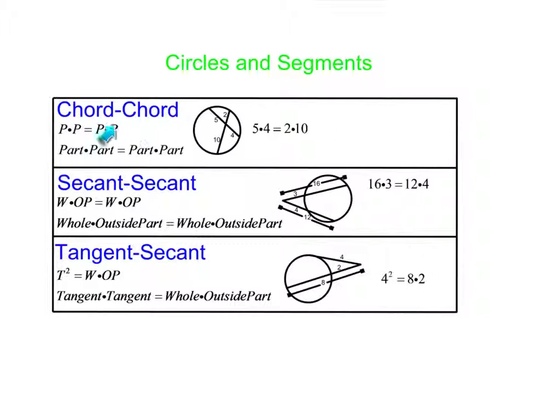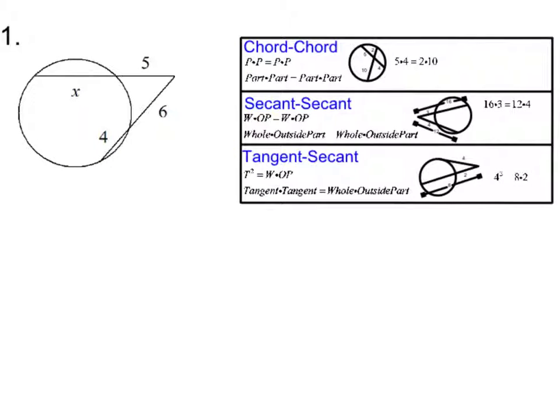The objective here is, for each picture that you get, to identify: is it a chord, is it a secant, or is it a tangent and a secant? Look at your picture and see whether it resembles the chord, the secant, or the tangent and the secant. Once you do that, you have just the little formula to set up. I put this picture on each of the next pages. Here we go.